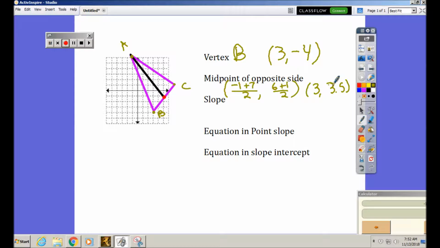Let's see if that makes sense. 1, 2, 3, up, 1, 2, 3, wow. Perfect sense. Although I'm not exactly calibrated. Now, I'm going to draw that line.